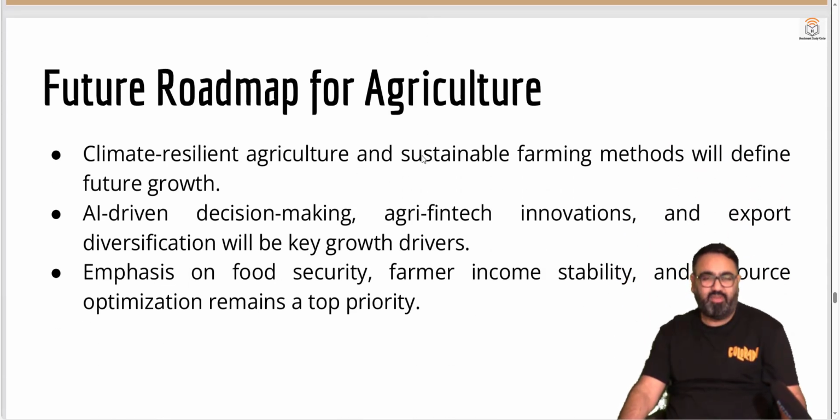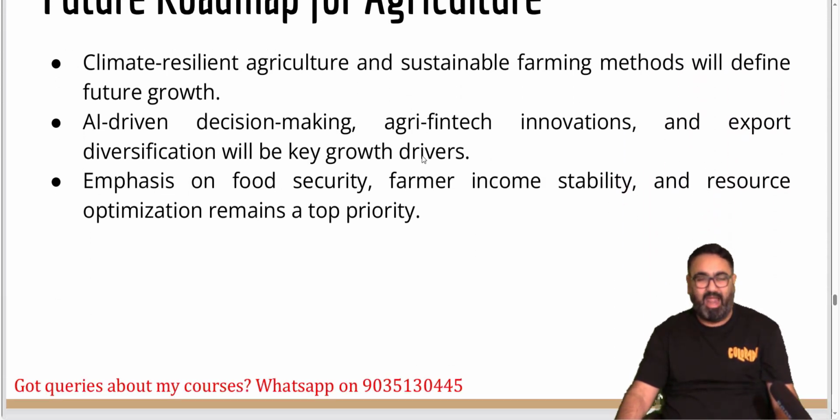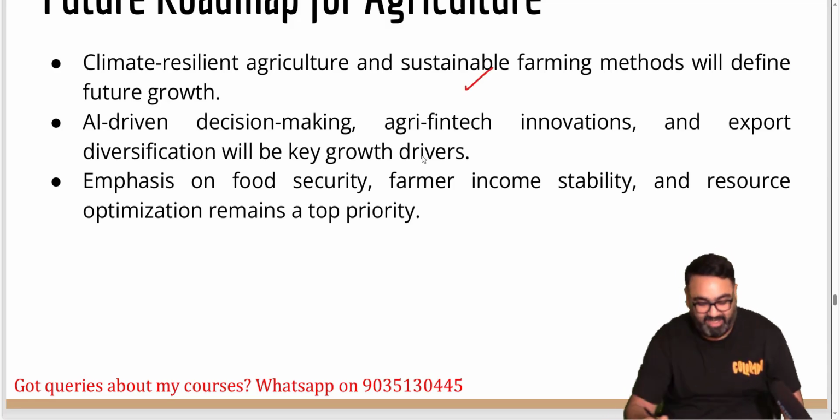What is the future course of action? First, try and have products, seeds, etc., which are resistant to erratic weather conditions. So, a lot of research and development has to go into climate resilient agriculture.